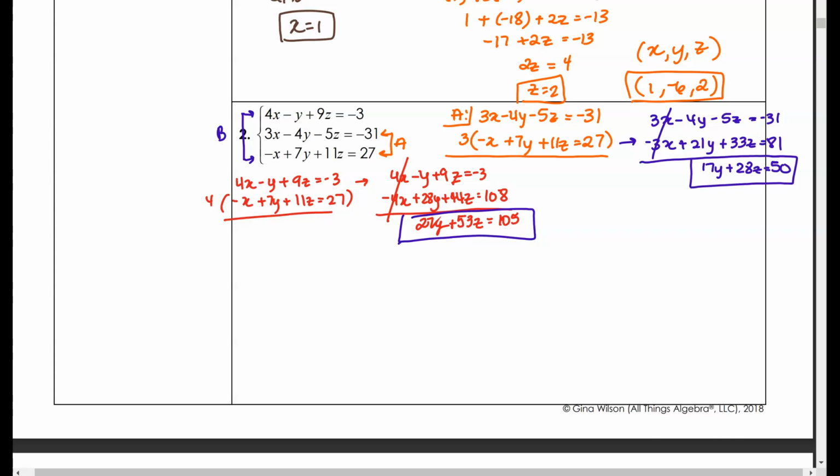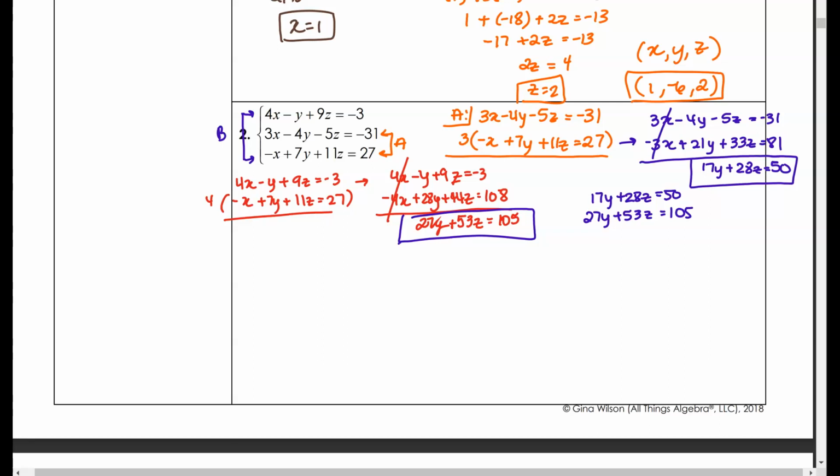All right, so here we have 17y plus 28z equals 50. And I have 27y plus 53z equals 105. So these are pretty large numbers. And so we still need to figure out a variable to get rid of. And so in getting rid of these variables, let's go ahead and get rid of variable y.